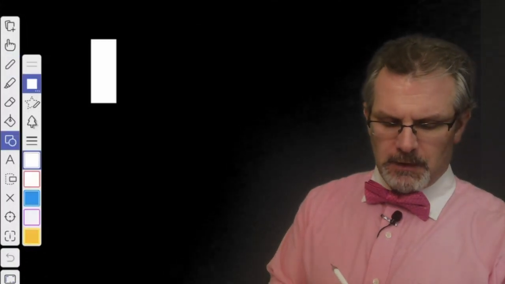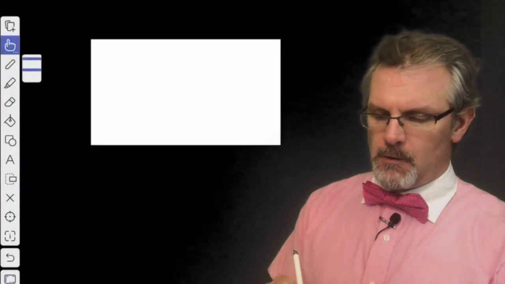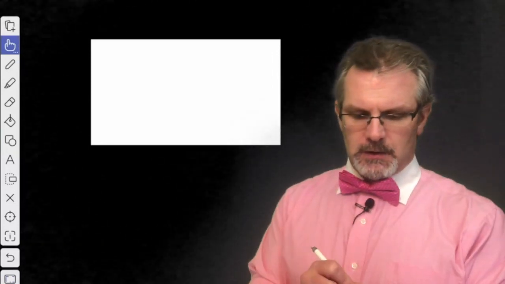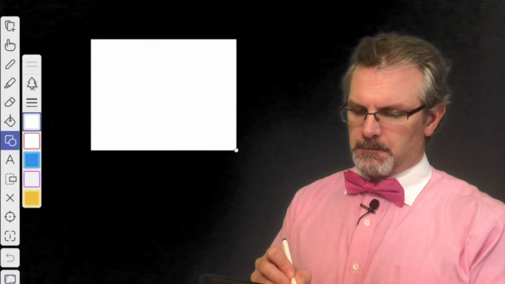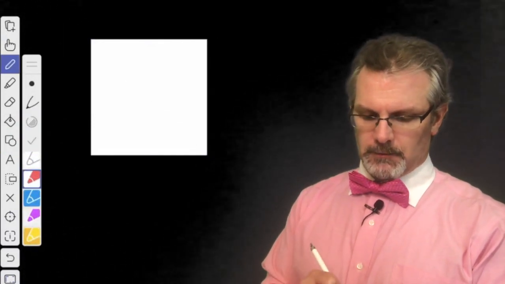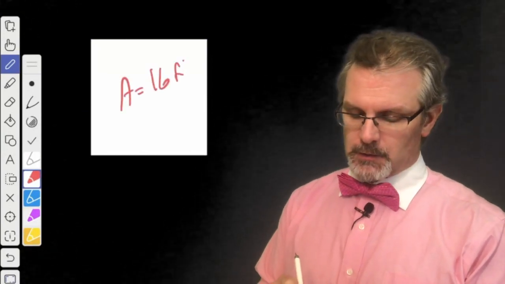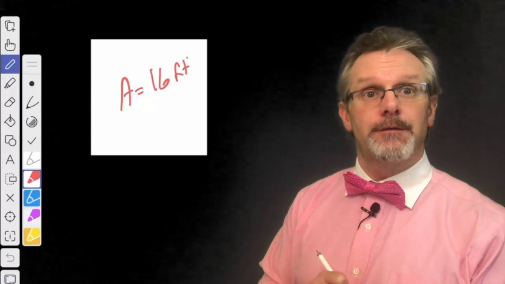Take a look at the next one. In this case, things change a little bit. Now we're talking driveway logo. All right, in this case, let me fix this one up. When we had the driveway logo, initially we said area equals 16 square feet, right?